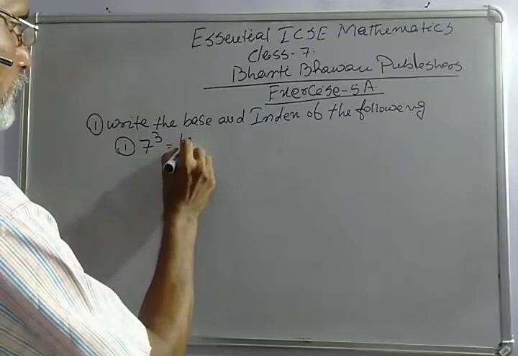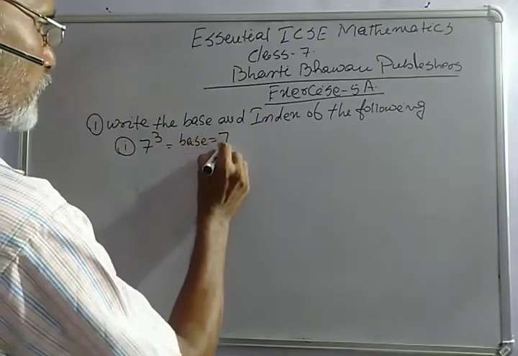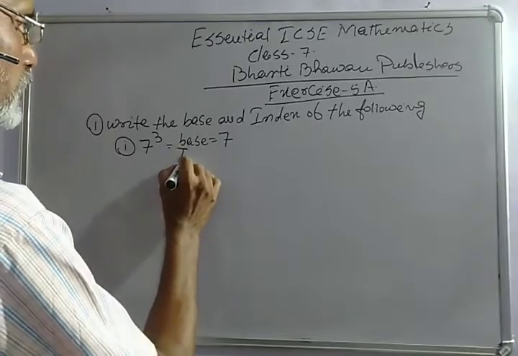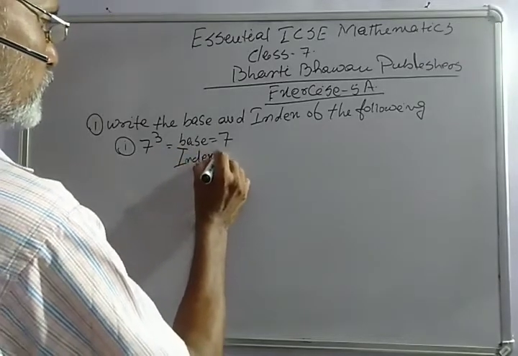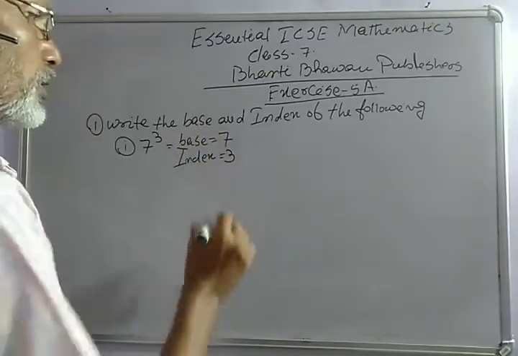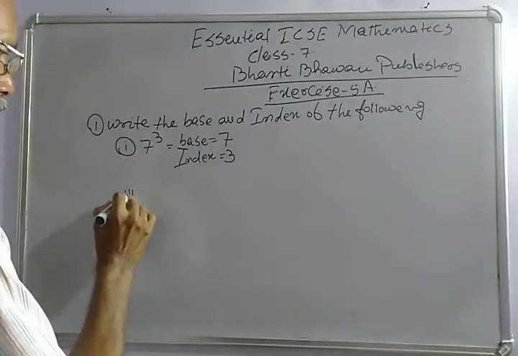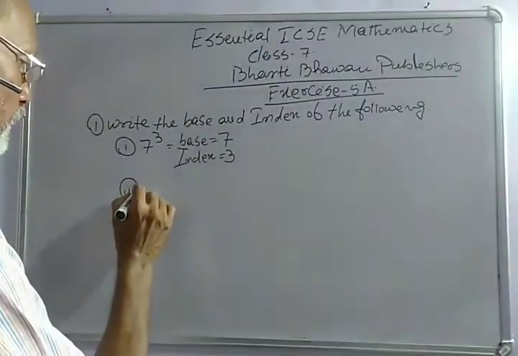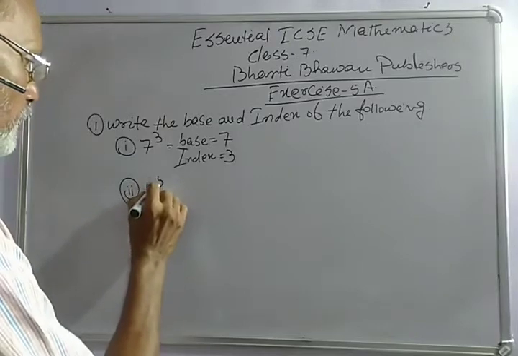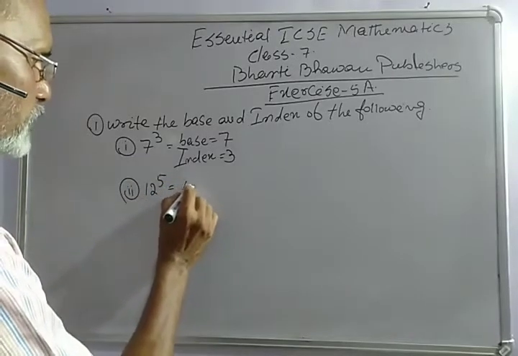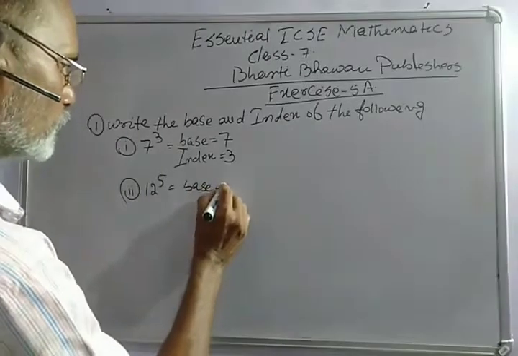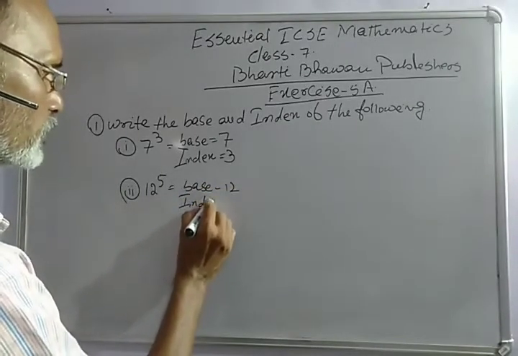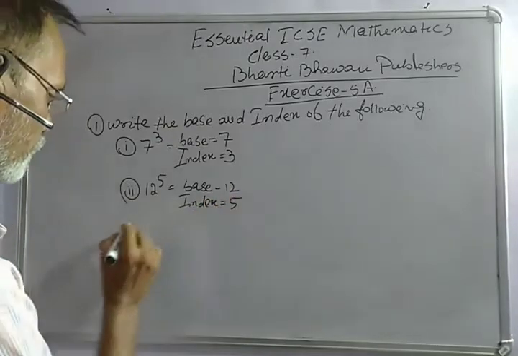Here base is equal to 7 and power or index is equal to 3. Number 2, 12 to the power 5. Base is equal to 12 and index is equal to 5.